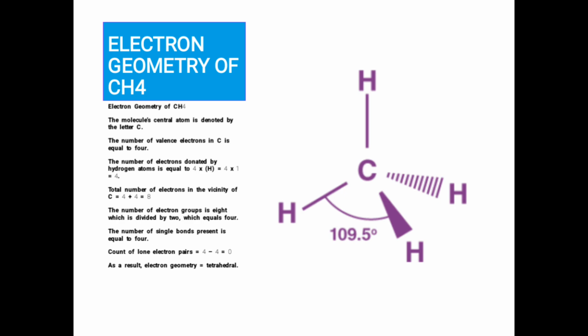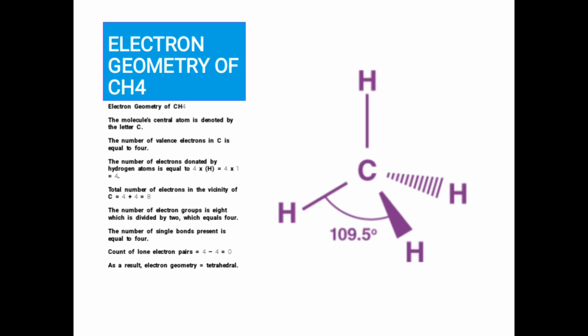That means the total number of electrons within the vicinity of C will be 4 plus 4, which is 8. Why? Because 4 is coming from carbon and 4 is coming from the 4 hydrogen atoms surrounding that carbon. So you have a total number of electrons of 8. Then the number of electron groups is 8 divided by 2, which gives you 4. So the number of single bonds present will be equal to 4.